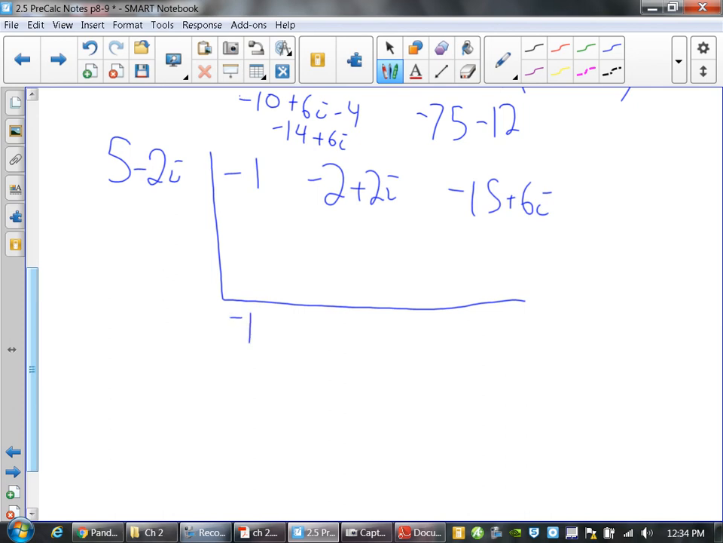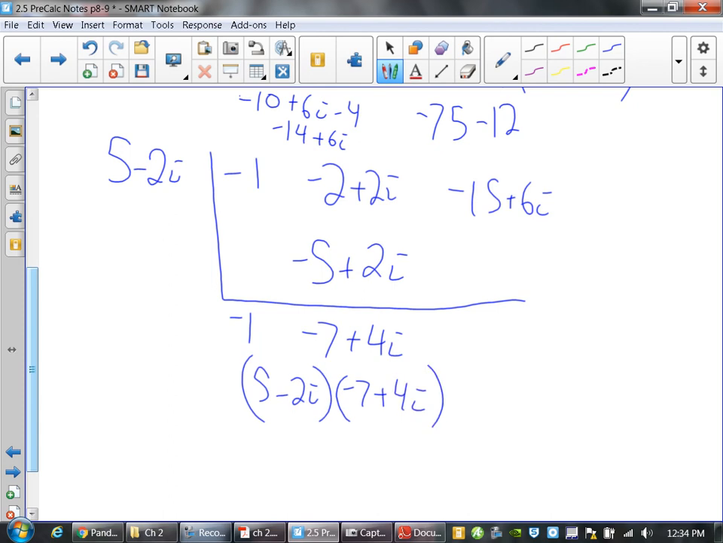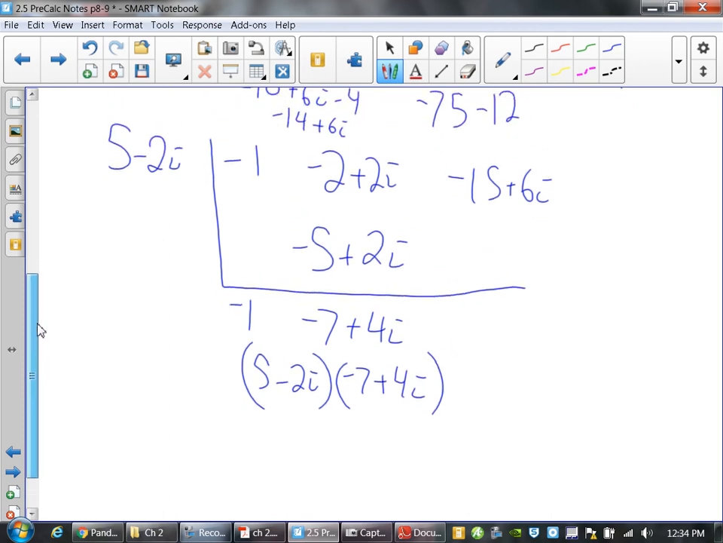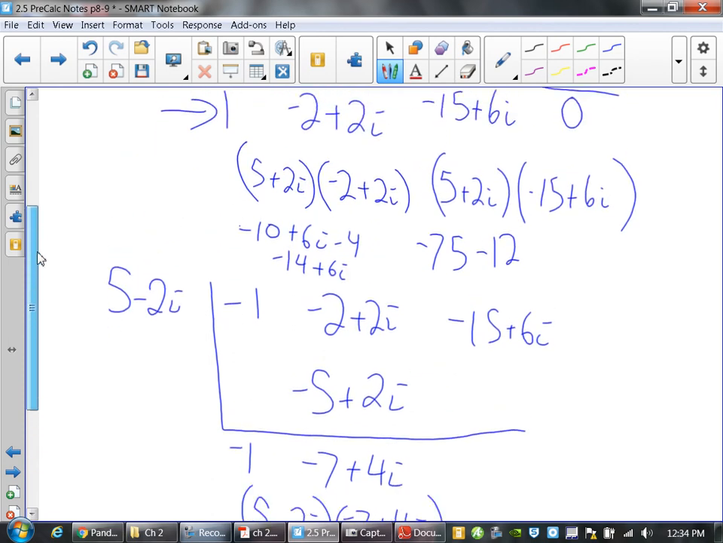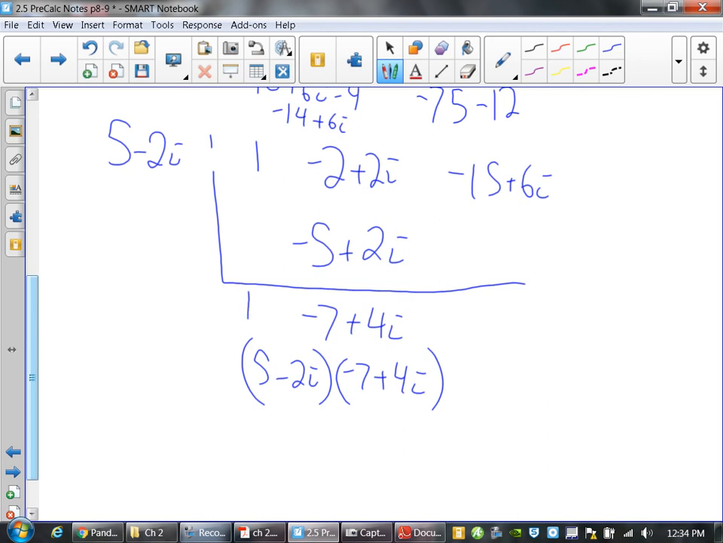Drop, multiply, add, multiply. So let's see here. The first negative should have been a positive 1. Negative 1 should be a 1. Oh, I saw the arrow, I thought it was negative. My fault. Thank you. So now that becomes 5 minus 2i. Well, that's a lot nicer. Sorry about that.